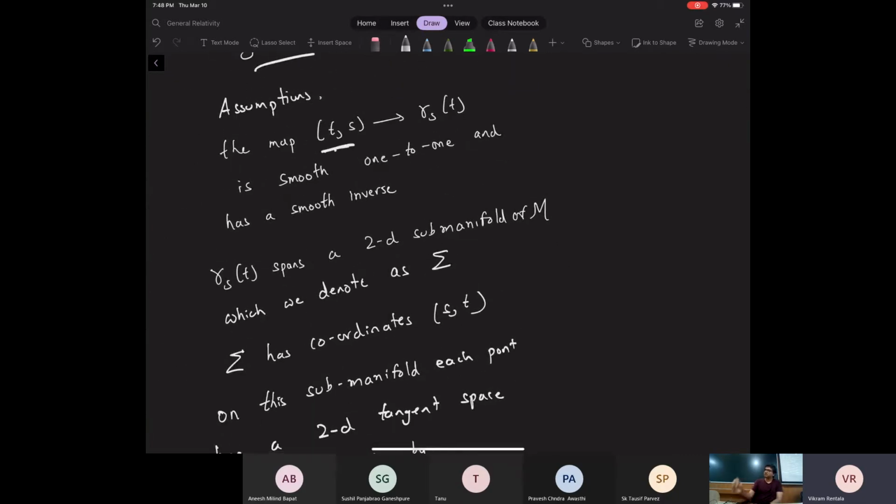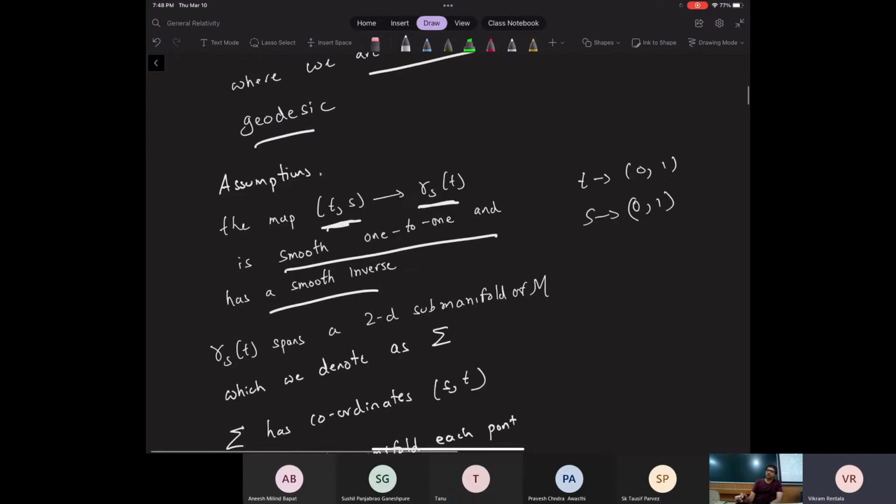So we'll assume t, s is some, let's say, open interval. Let's say t takes values between 0 and 1, s takes values between 0 and 1. So you can imagine that this is some open interval in R2. We'll assume that this map to geodesics is a smooth one-to-one map and has a smooth inverse. Can you tell me how we would quantify this? What do we mean by a smooth map to geodesics?